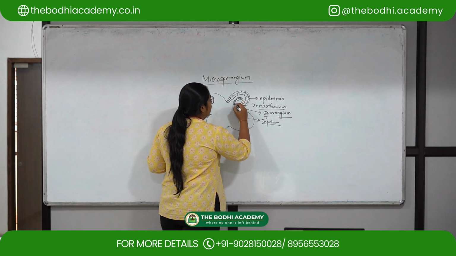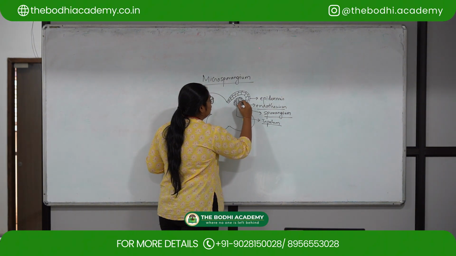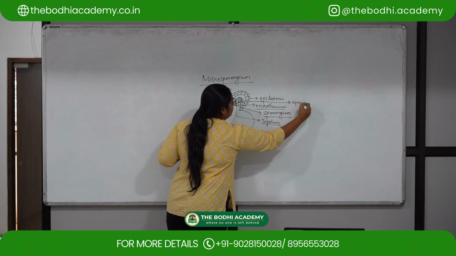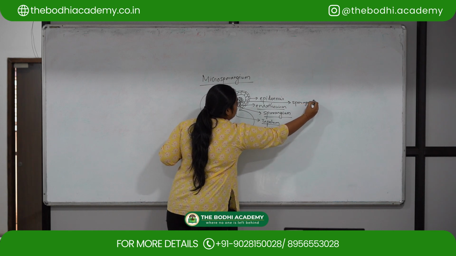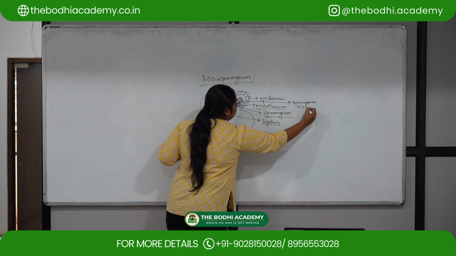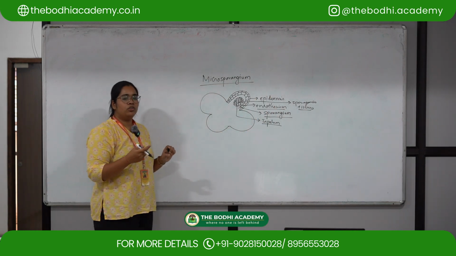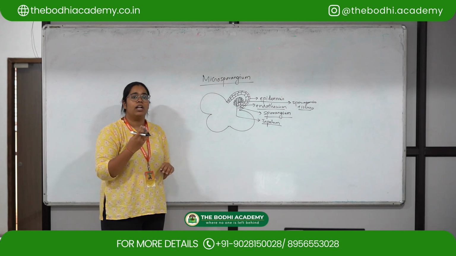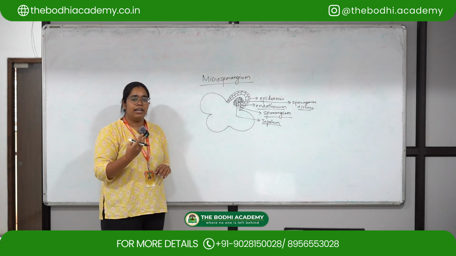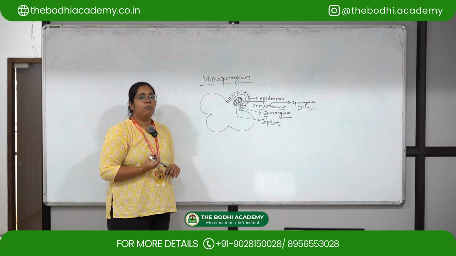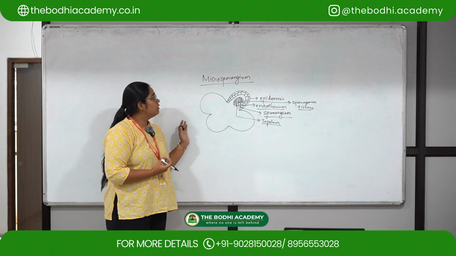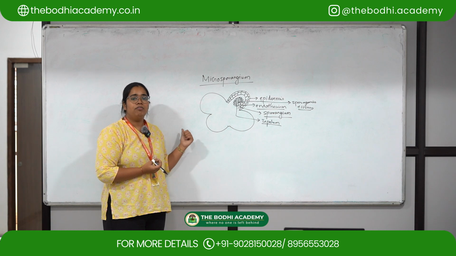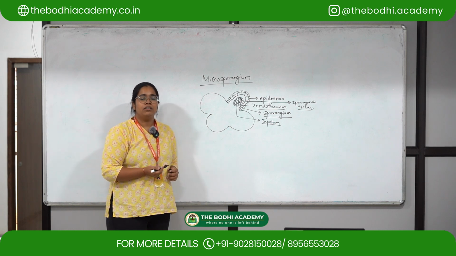So the first layer inside is called the sporogenous tissue. When the anther matures, this sporogenous tissue will undergo various developmental changes to form the pollen grain. So this is about the first question, that is, the brief structure of microsporangium. Let's move to the second question.